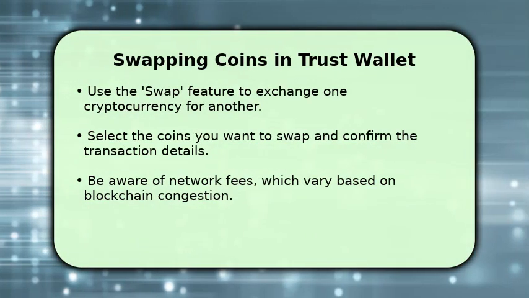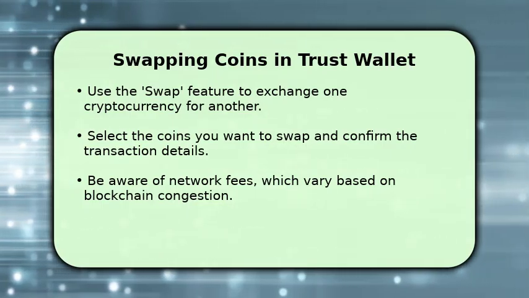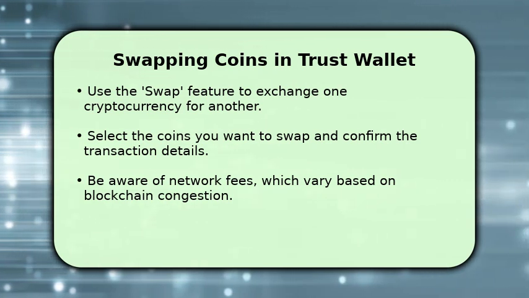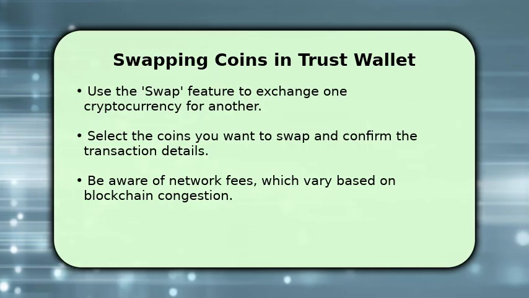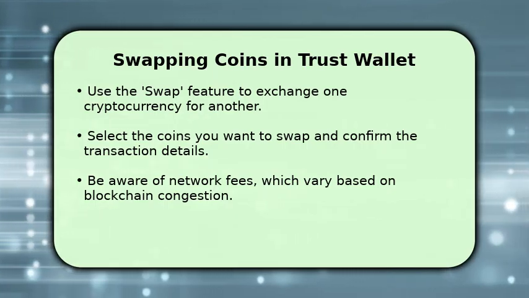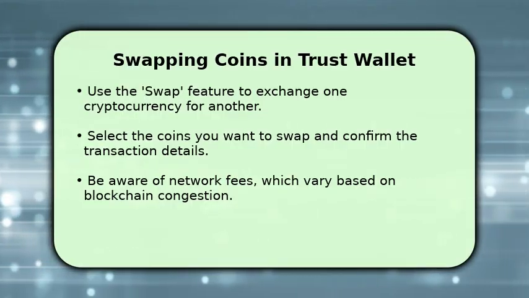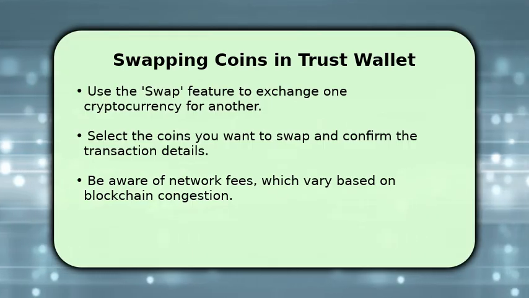If you already have crypto in your wallet and want a different coin, the swap feature is your friend. From the home screen, tap Swap. You'll select the cryptocurrency you want to exchange and the one you wish to receive. Review the transaction details, including any network fees which can fluctuate. Confirm the swap, and your new coins will appear in your wallet shortly.